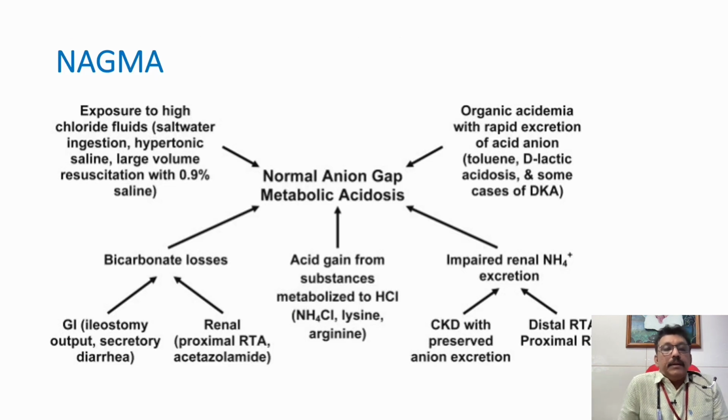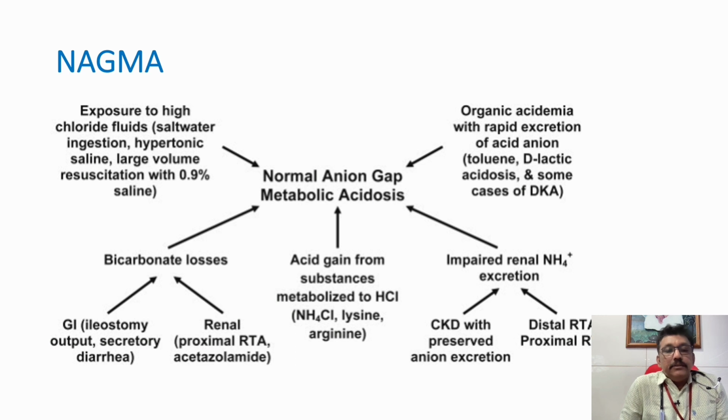Now, normal anion gap metabolic acidosis you can get in bicarbonate losses, like GI tract loss, or renal loss like renal tubular acidosis or diarrhea; acid gain from metabolized hydrochloric acid; impaired renal NH4 excretion, CKD, that is chronic kidney disease, distal RTA, proximal RTA; organic acidemia with rapid excretion of acid anion. So these are the common causes for normal anion gap metabolic acidosis. So we can get normal anion gap metabolic acidosis or high anion gap metabolic acidosis.